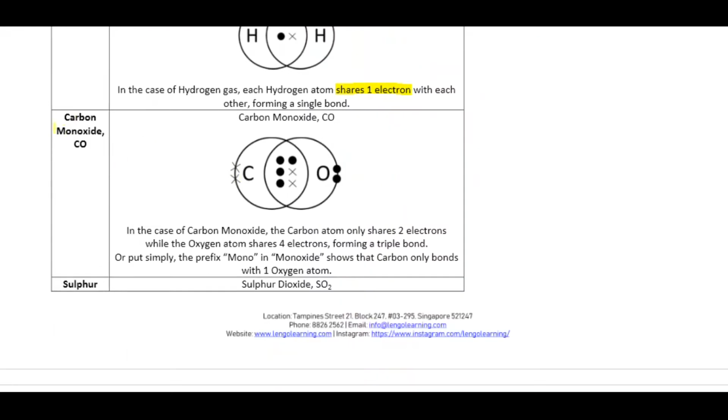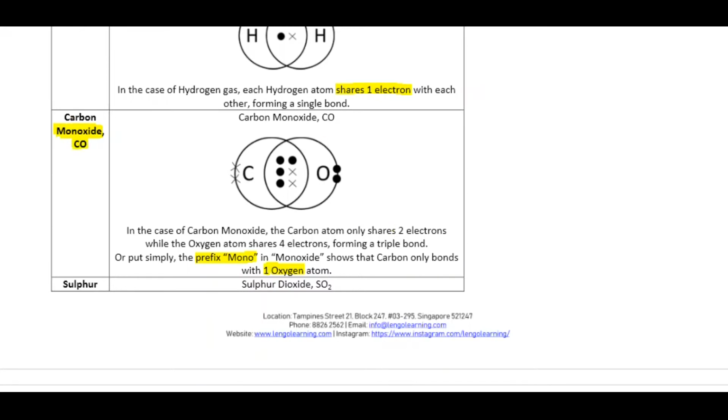So for example, carbon monoxide. You can see that there's this prefix called mono over here, right? The prefix mono shows that there's only 1 oxygen. So monoxide, meaning oxide referring to oxygen, means there's 1 oxygen. Mono represents 1. So in this case, 1 carbon will bond with 1 oxygen to form carbon monoxide. So mono tells you that there's only 1 oxygen bonded to the 1 carbon atom.